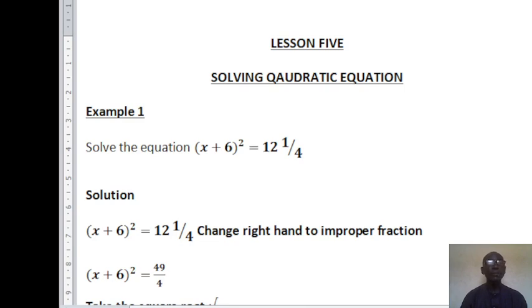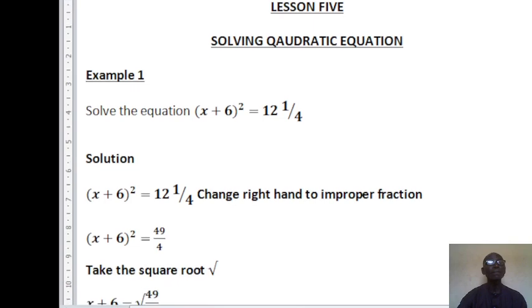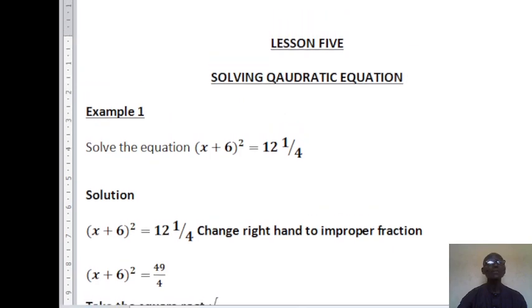Now, we are in lesson 5, like I said earlier on, solving quadratic equations. Now, we go straight. Example 1 says solve the equation, open bracket x plus 6, bracket close, all squared, equals 12 whole number 1 over 4.